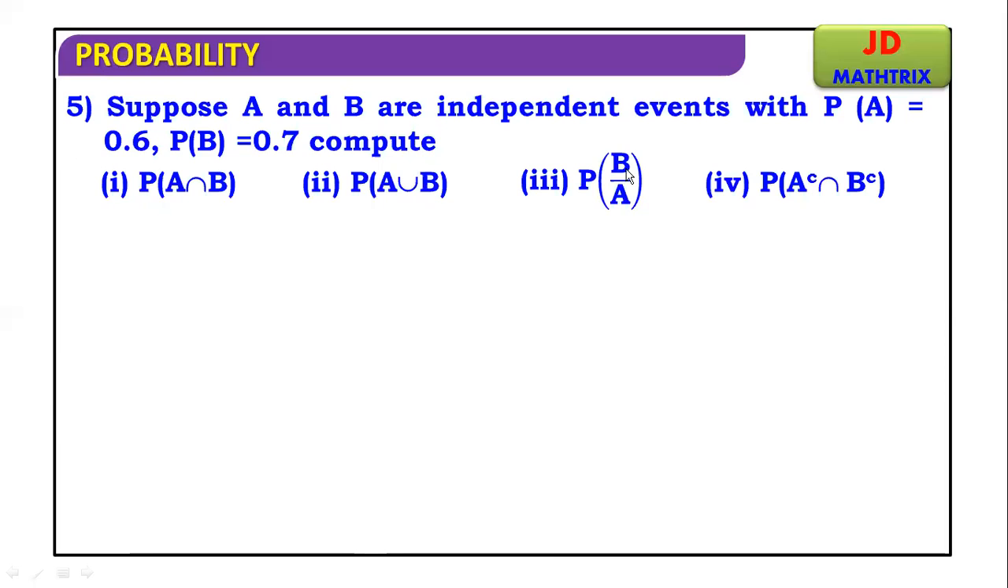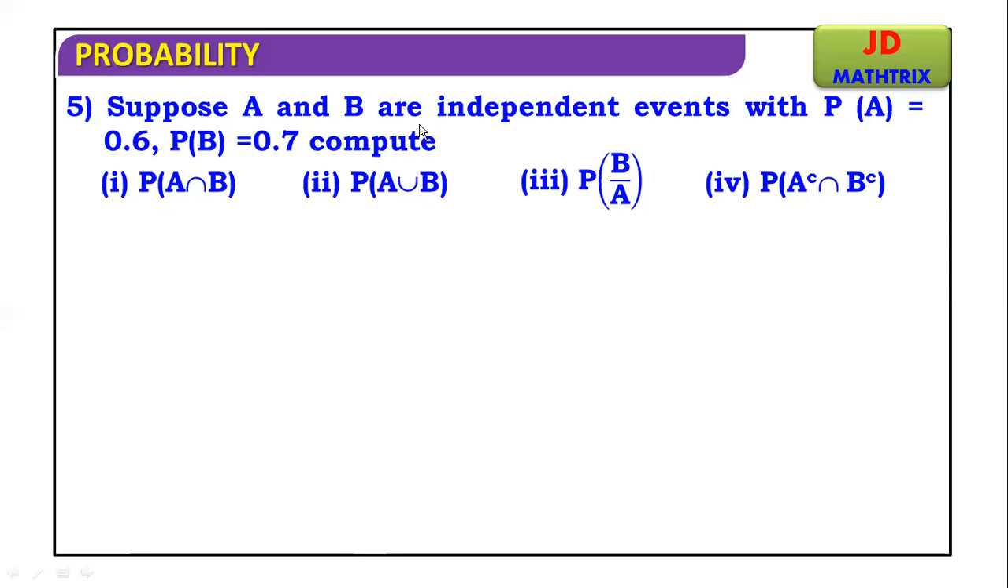So P of B by A we can directly say, because A and B are independent events. Therefore, P of B by A is equal to P of B, that is 0.7. We can say it directly. The remaining values we have to calculate. Now let us calculate first A intersection B.